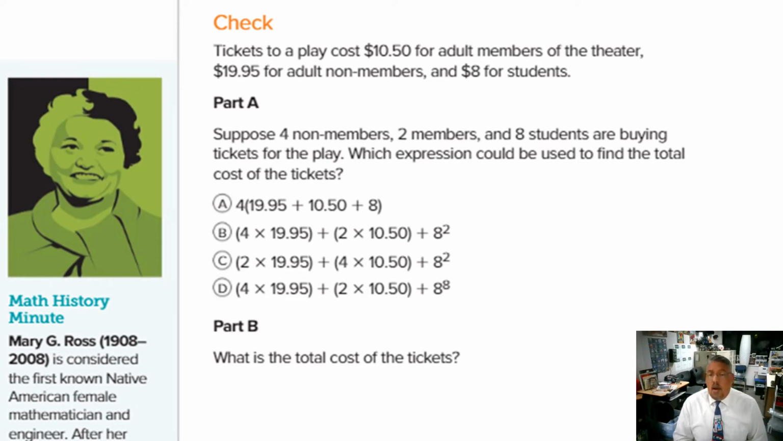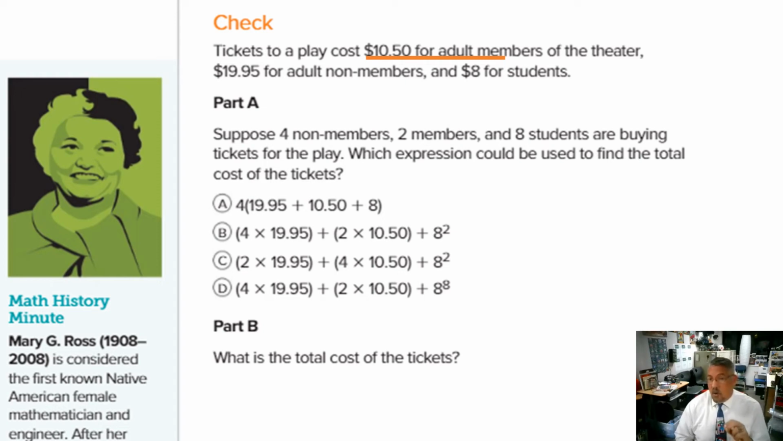All right, so what I did when I'm showing my work is I went ahead and used the different colors so I could identify what we're talking about. Because if you notice, when they present the information, tickets to a play, excuse me, cost $10.50 for an adult member of the theater, $19.95 for adult non-members, and $8 for students.